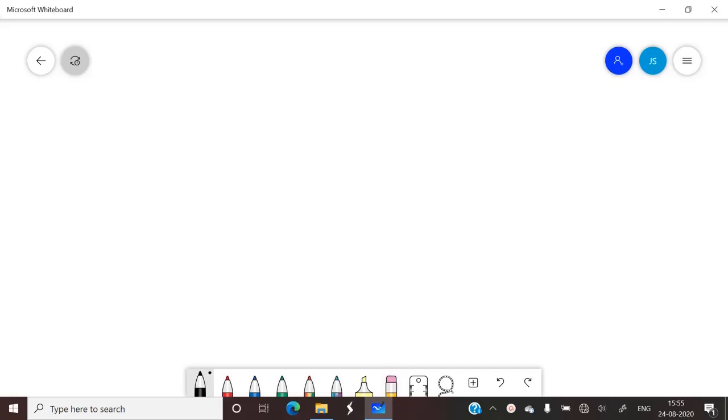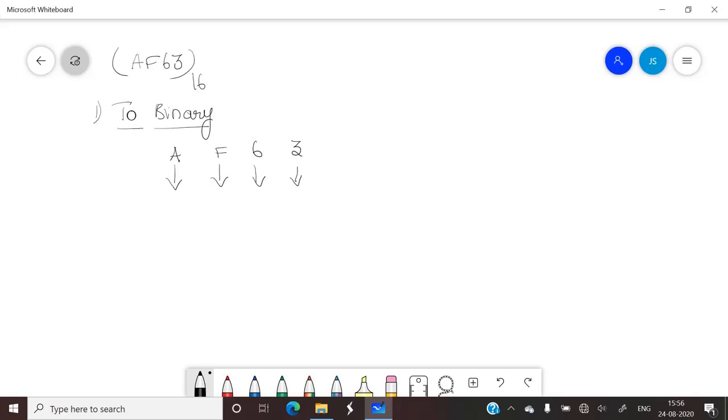Now finally let's take a hexadecimal number. Let's take the hexadecimal number AF63. Now we need to convert this to binary, decimal and octal. So to convert this first to binary, we take the digits separately, A, F, 6 and 3. Let's write the 4-bit binary equivalent of all these numbers.